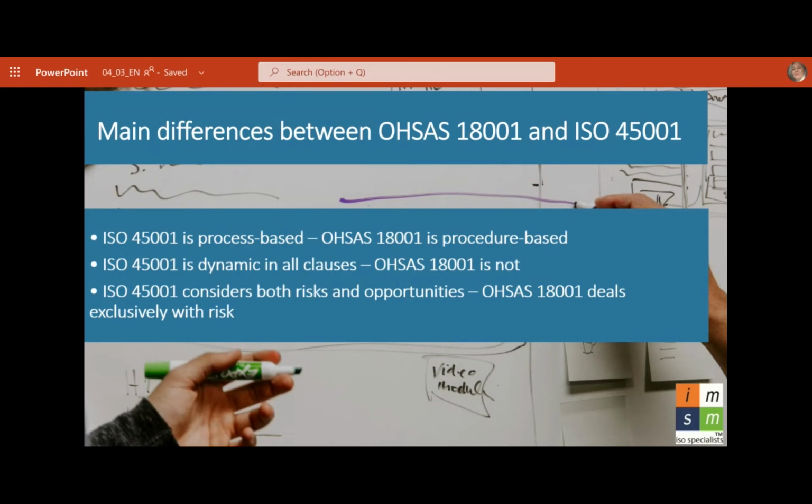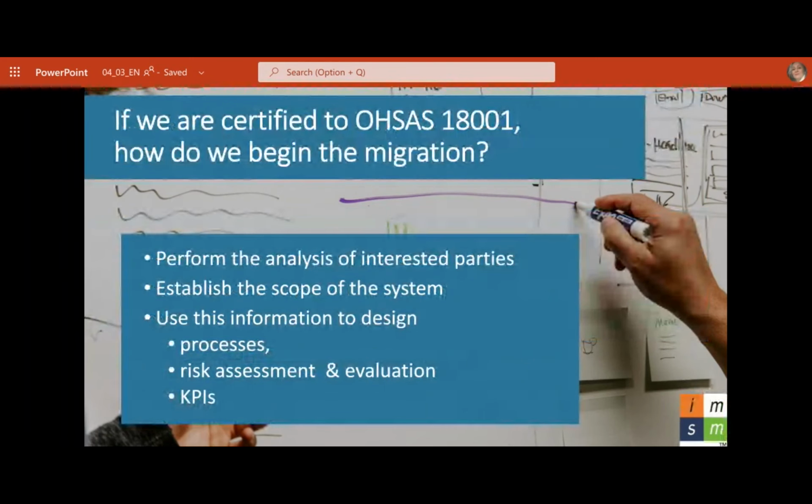And I think one of the keys there is when we think of the Plan, Do, Check, Act, that's how this comes about. We see how 18001 is working, and then people from all over the world have input on how it can improve, and now we have 45001. And if you are certified to 18001, how do you begin the migration? First off, perform the analysis of interested parties, establish the scope of the system, use this information to design processes, risk assessment and evaluation, and KPIs.